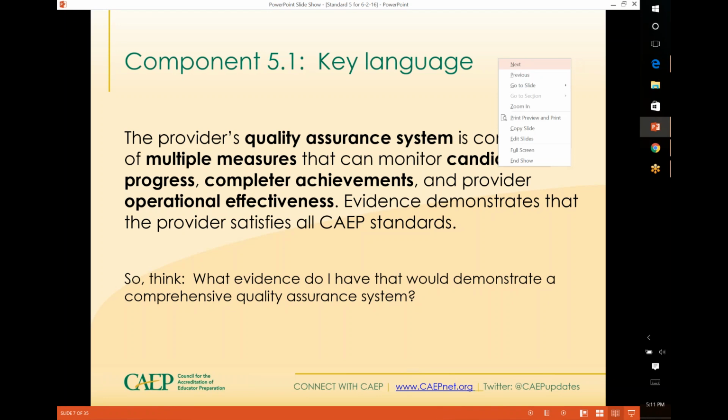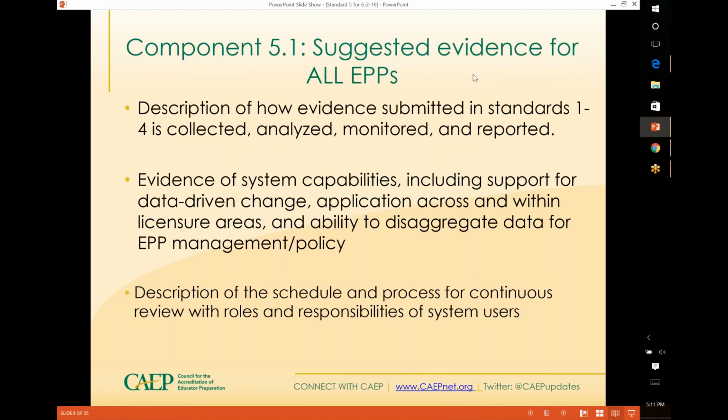So what's some of the evidence that CAEP might be looking for to satisfy that you have addressed this component? Well, you could submit a description of how the evidence that was submitted in Standards 1 through 4 was collected, analyzed, monitored, and reported. Some people do that with a graphic, some people with a graphic and a narrative that explains the various transition points and the various key assessments across all programs that are collected, analyzed, monitored, and reported, and then used as evidence for the candidate Standards 1 through 4.